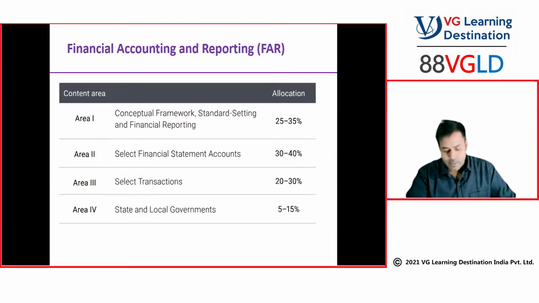Lastly, we have the FAR. FAR is going to be the US GAAP. It's all about the US GAAP. There used to be some major chunk earlier for US GAAP versus IFRS, but it has been recently removed. So it is going to be governmental accounting, state accounting, and what the compliances for US GAAP are. Everything would be there in this.